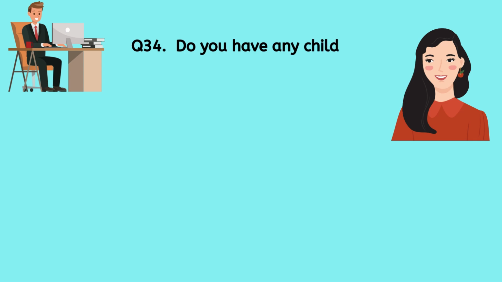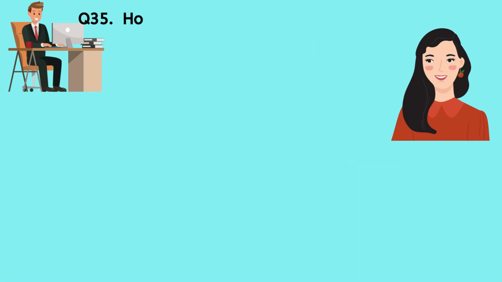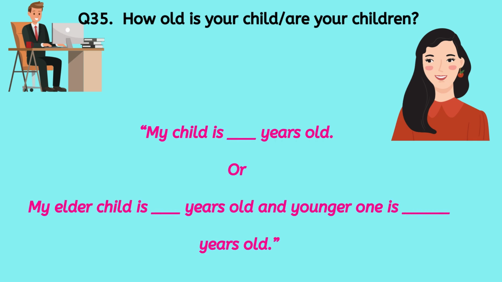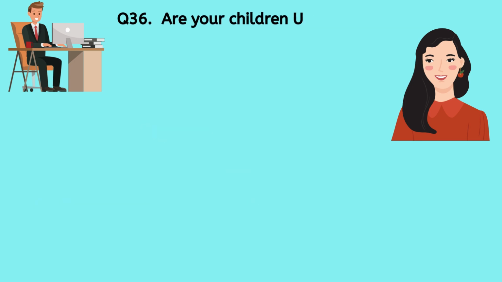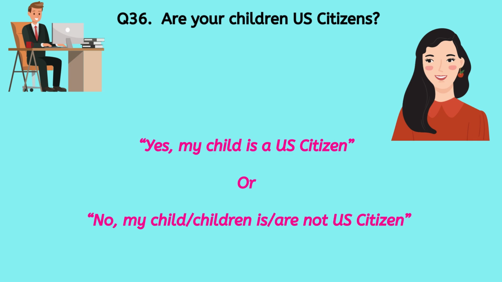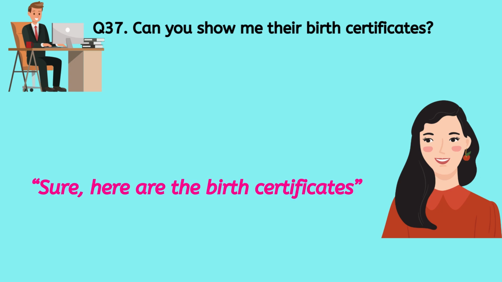They might ask you, do you have any children? And you can say, yes, I have one child or I have two children. And they might ask you, how old are your children? And you can simply answer based on whatever is their age. Then they might ask you, are your children US citizens? Please answer appropriately. If they are, you can say, yes, my children are US citizens. If no, then you can say, no, they are not US citizens. They might say, can you show me their birth certificates? And of course, always answer, sure, here are the birth certificates.